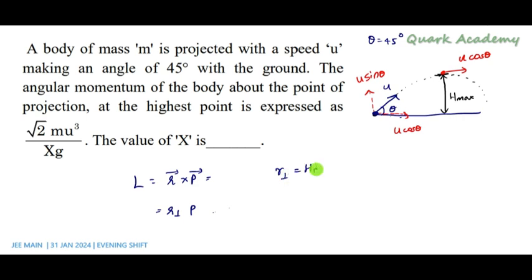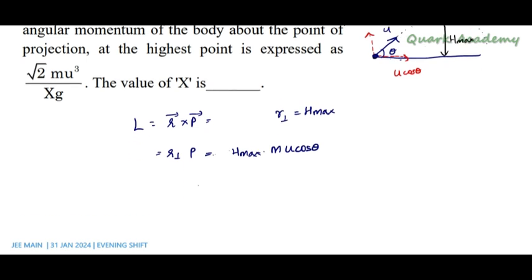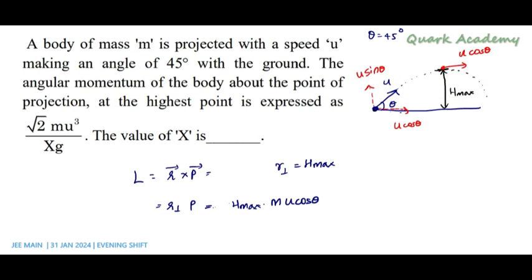R perpendicular is h max in this case. So at the highest point, the angular momentum is going to be h max into m into u cos theta. Now we need to find the h max. So we can use the equation of motion. Initial velocity we know, final velocity we know, like I'm talking about the motion along the y-axis.